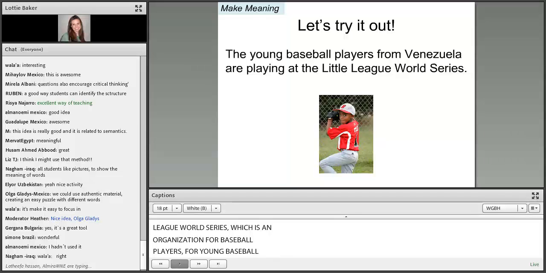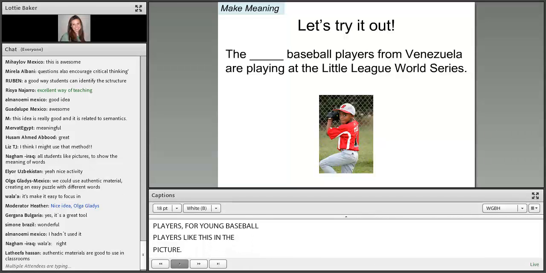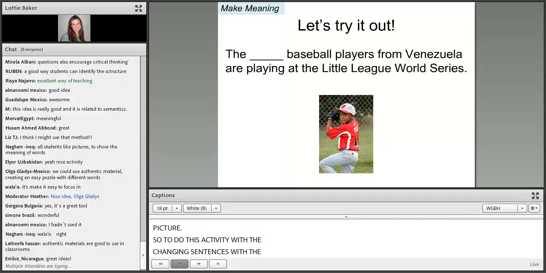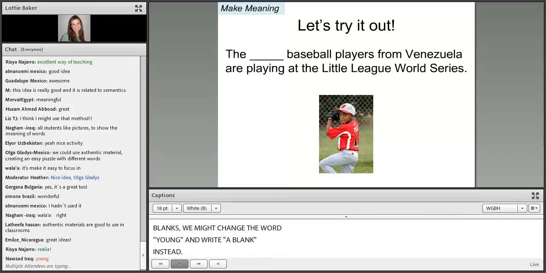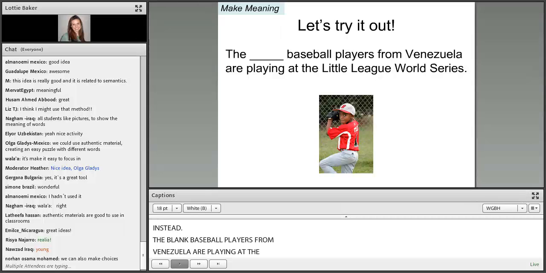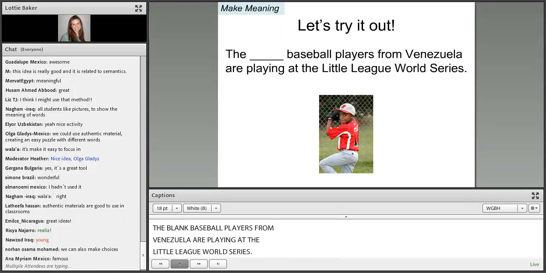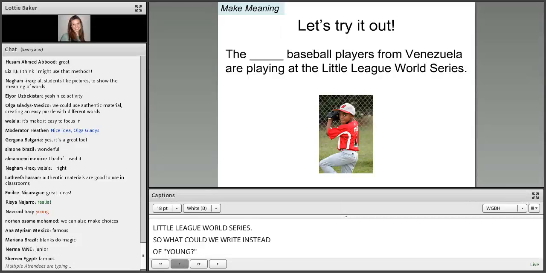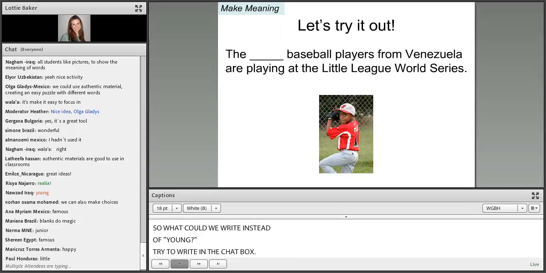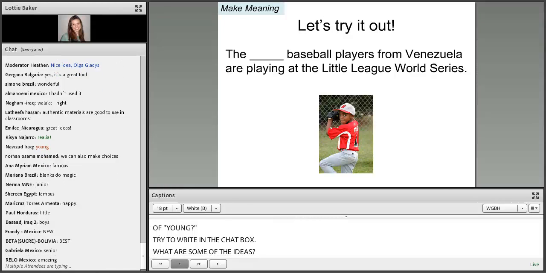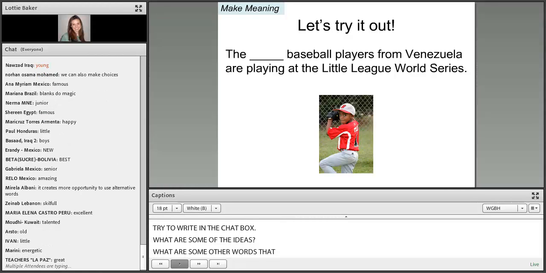So to do this activity with the changing sentences with the blanks, we might change the word young and write a blank instead. The blank baseball players from Venezuela are playing at the Little League World Series. So what could we write instead of young? Try to write in the chat box. What are some ideas? What are some other words we can replace for this word young that might change the meaning of this sentence?